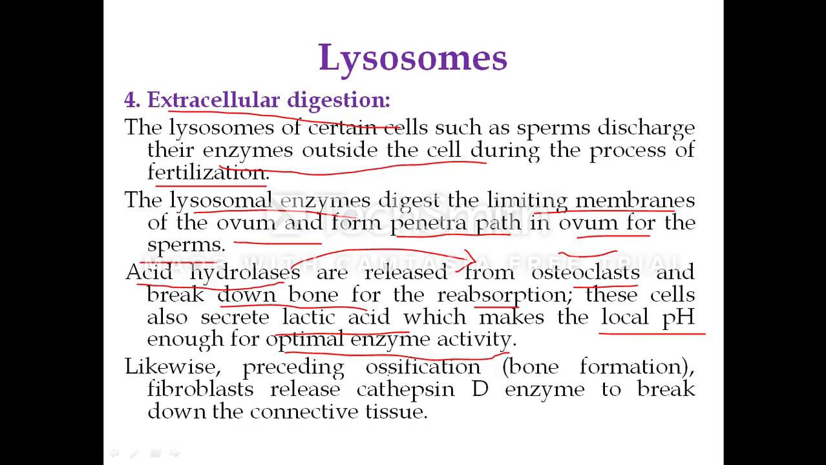Likewise, preceding ossification, the bone formation, the fibroblast releases the cathepsin D enzyme to break down the connective tissue. So during the breaking down of the connective tissue also, extracellular digestion takes place by the lysosomal action or the hydrolytic enzyme. So that is regarding the extracellular digestion by the lysosome.